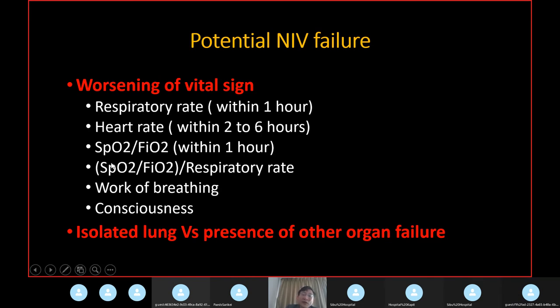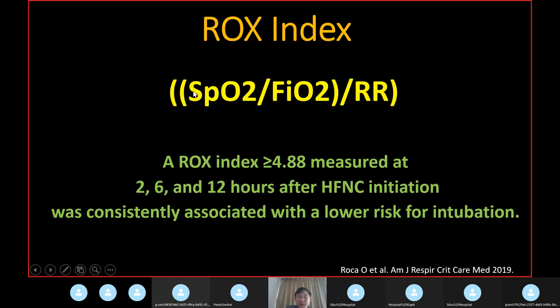Monitor the saturation FiO2 ratio. By right, it's supposed to improve within 1 hour. If it doesn't improve, be careful. This is what you call the ROX index. It's just that you add the respiratory rate to your calculation. So it's the SpO2 over FiO2 ratio.